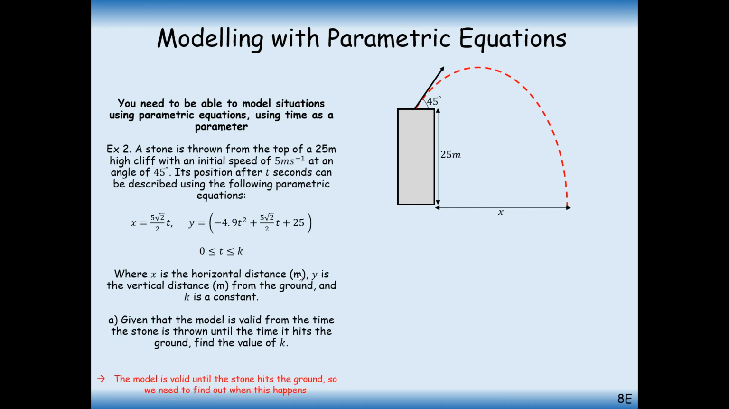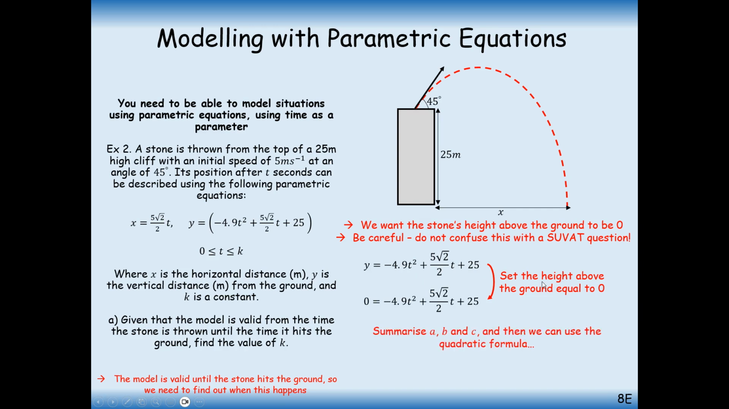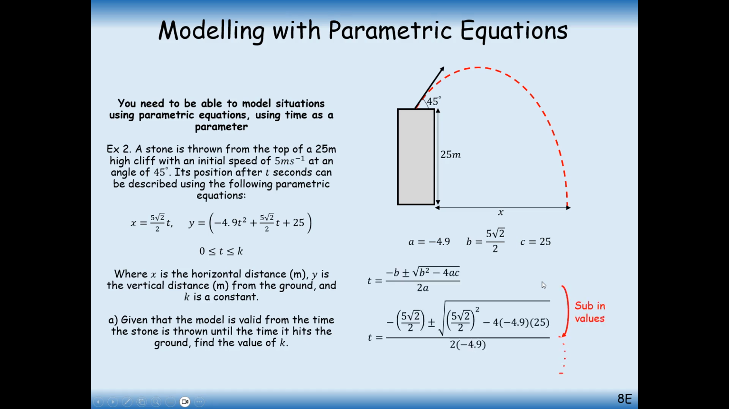Well, we need to figure out at what time the stone will hit the ground. So we have to use the SUVAT equations that we learned from our applied maths book. We can figure out the value of t when y equals 0. We can solve this quadratic equation either with the quadratic formula or use a calculator to figure out the time at which the stone hits the ground.